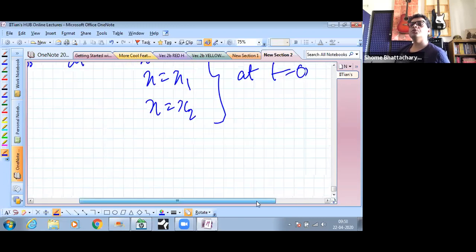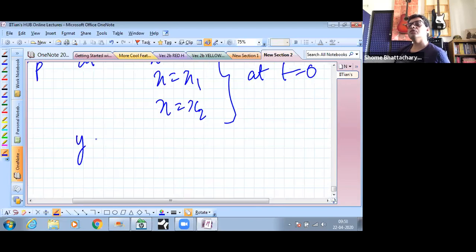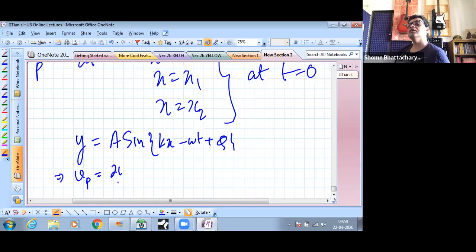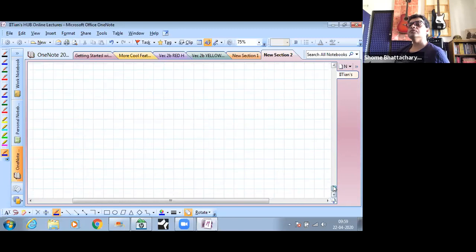So here, how will we proceed? We have already got the equation of y. It is a sine of kx minus omega t plus some phase constant, where we know all this. So particle velocity in general is del y by del t. As we had already seen, it is minus a omega cos of kx minus omega t plus phi. So this is the equation that we'll now use for each of these.